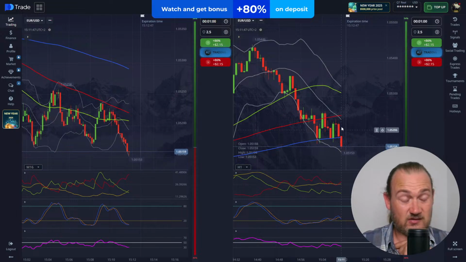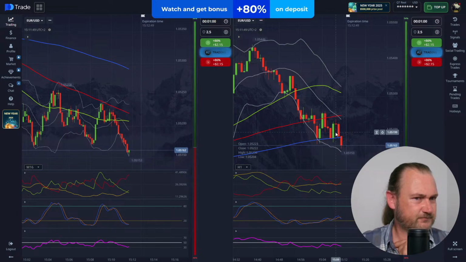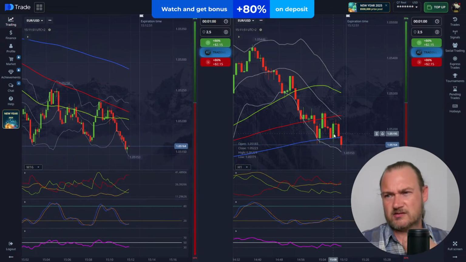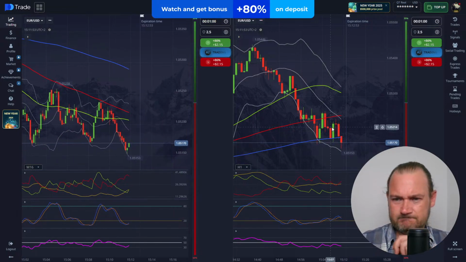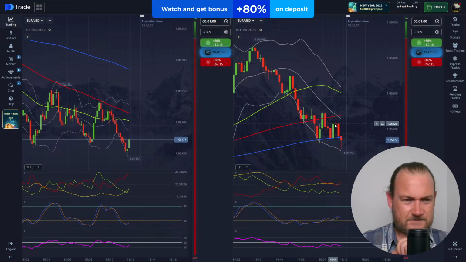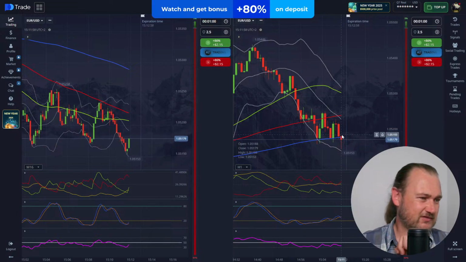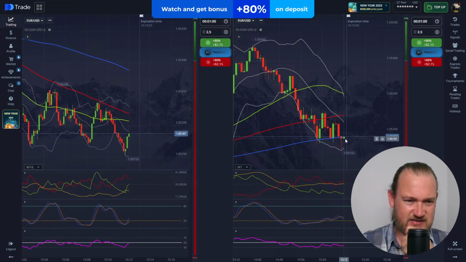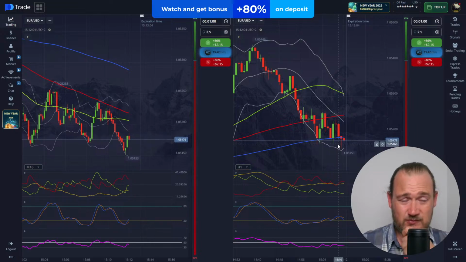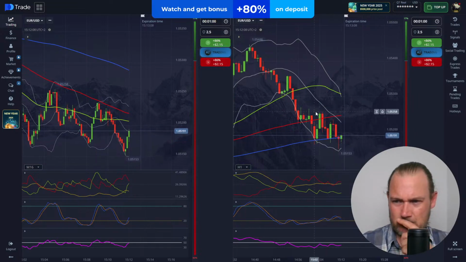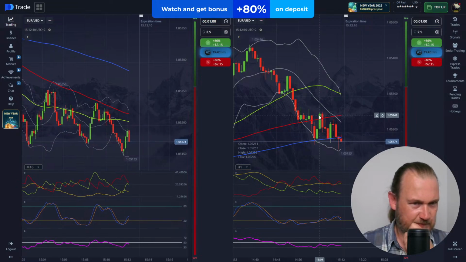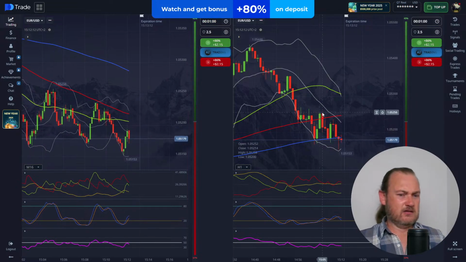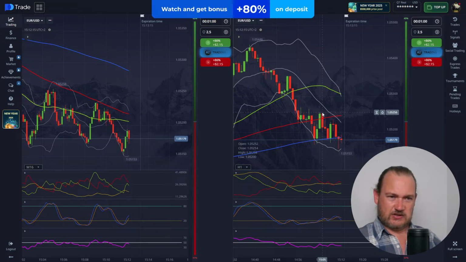Okay, it looks like we're breaking the 100 after 200 now. So it looks like we'll be continuing down for a bit. Or maybe not. Lots of volatility and indecision here. We technically have some divergence. Okay. I think we're going to call it here.